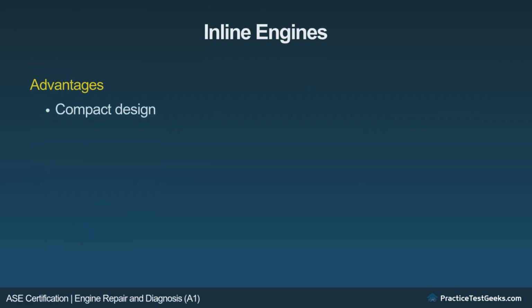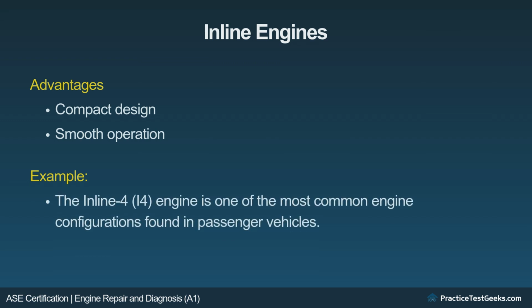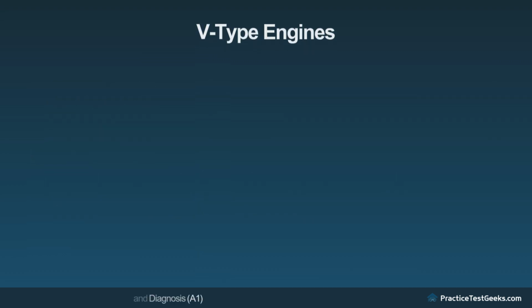Advantages. Compact design. Inline engines are easier and cheaper to manufacture. Smooth operation. These engines generally offer a smooth and reliable performance, especially in four-cylinder configurations. Example. The inline-4 engine is one of the most common engine configurations found in passenger vehicles.